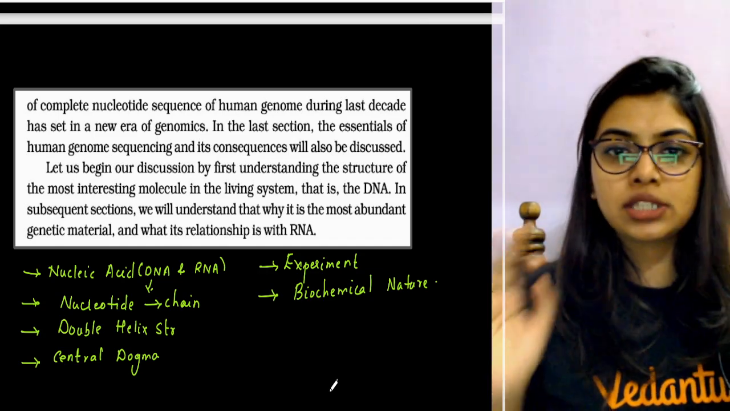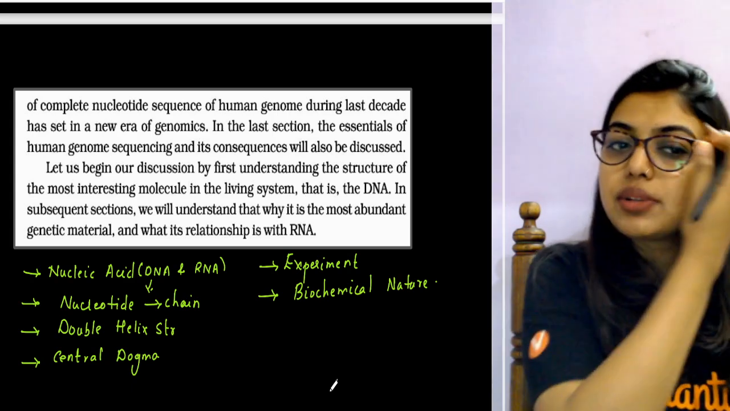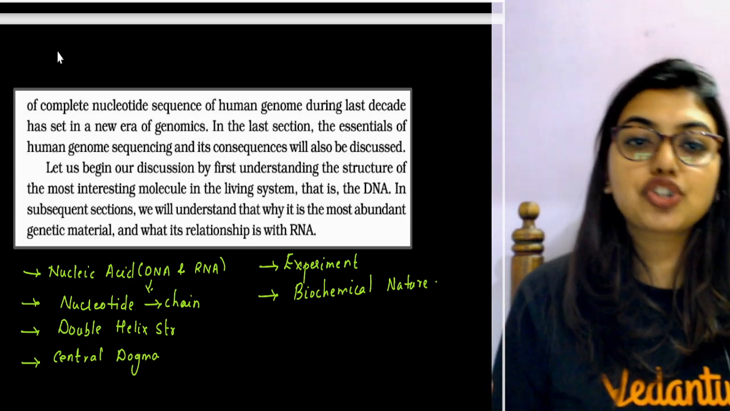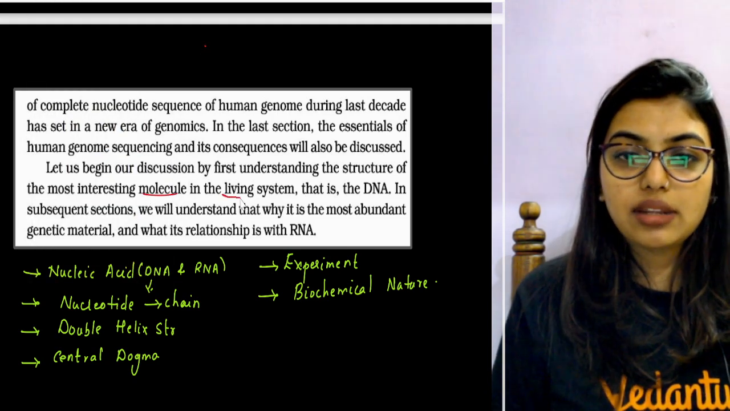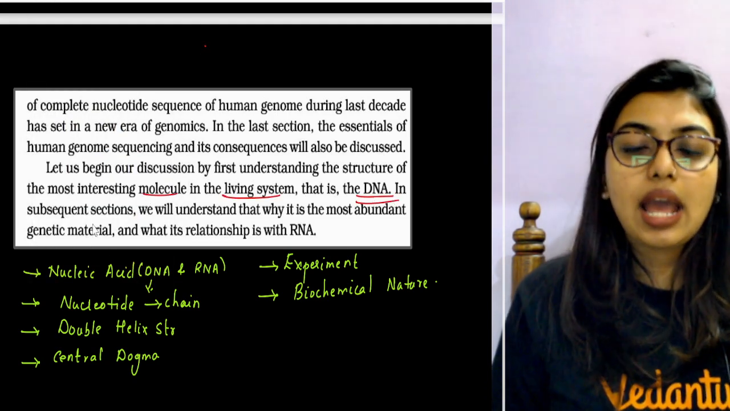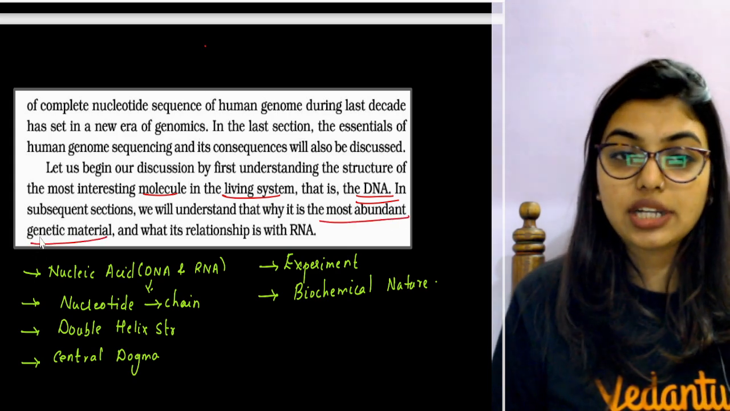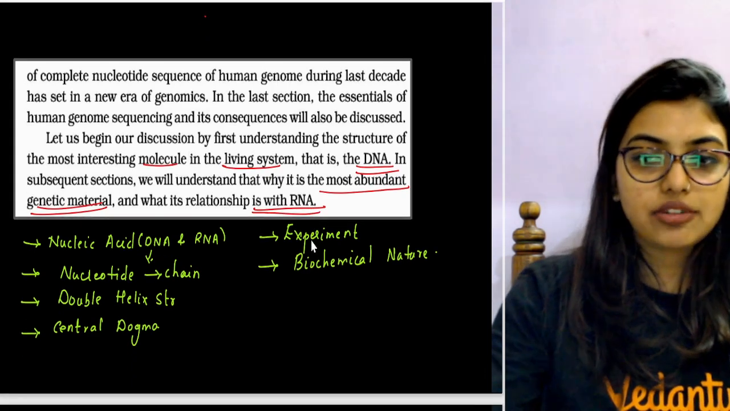Okay, this is the whole chapter. Now, in the last section, the essentials of human genome sequencing and its consequences will also be discussed. Now, let us begin our discussion by first understanding the structure of the most interesting molecule in living systems, that is your DNA, and in the subsequent sections, we will understand why it is the most abundant genetic material and what its relationship with RNA is. This is the introduction of the chapter.